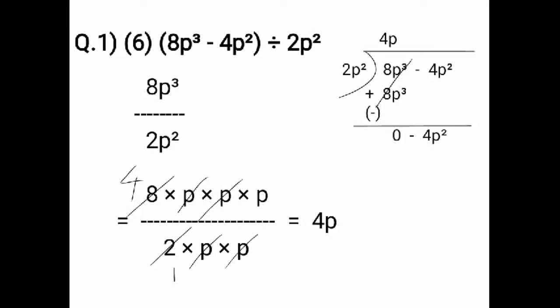In the bracket, the second term is minus 4p square. Now you have to divide minus 4p square by 2p square. Okay. In the first term in the bracket, 8p cube divided by 2p square, you already divided. You got the quotient 4p. Now for the second term in the bracket you have to divide by 2p square, that is minus 4p square divided by 2p square.